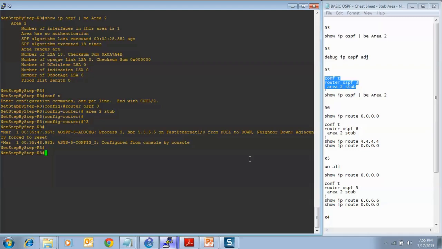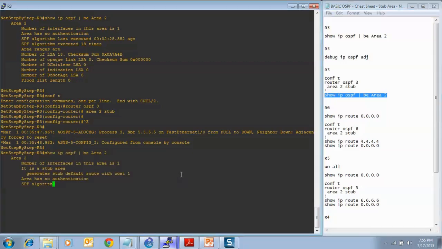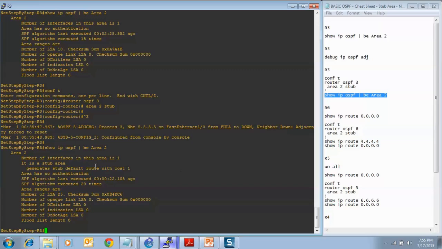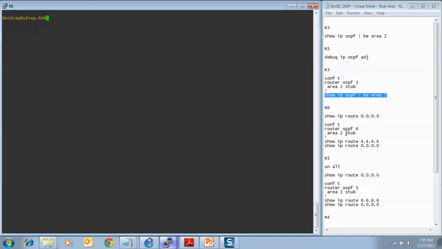Moving over to router 3, I am utilizing the show command, show IP OSPF, pipe begin area 2 to see what has changed. From the output, I see that area 2 is a stub area and generates a default route with cost 1. Now I'm going to configure a stub area in router 6.